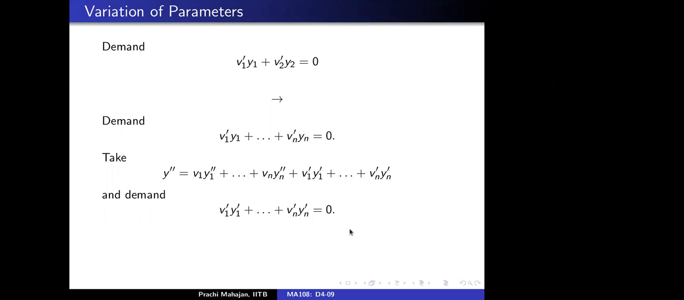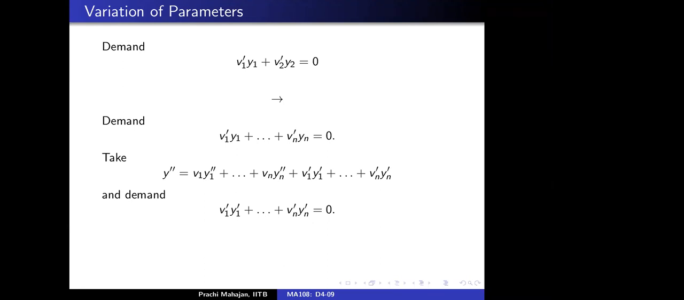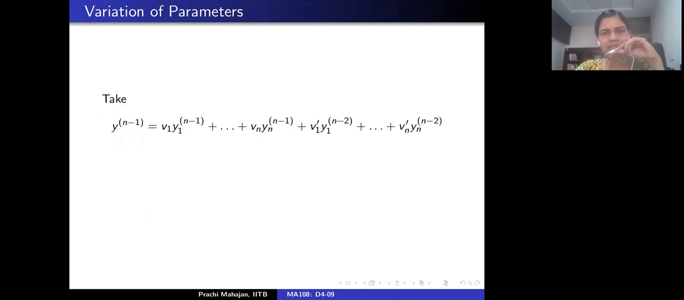Again, I will repeat this. I'm going to impose conditions that suppress the terms that lead to higher derivatives of v1, v2, vn. If you look carefully, we are going to differentiate as though v1, v2, vn were just scalars. We're differentiating as though. Is that okay? And we are going to do this till stage n minus 1.